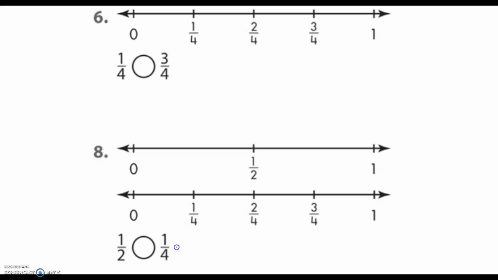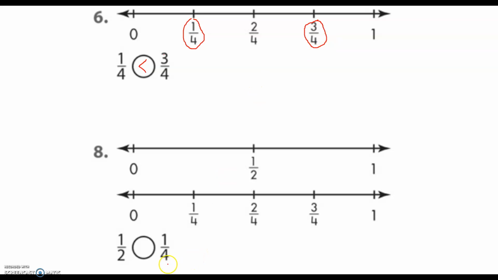Let's try number 6 and number 8. We're comparing 1/4 and 3/4. Now, I already know that when I look at two fractions that have the same denominator, the one with the greater numerator is the greater fraction. But taking a look at my number line, it shows me that 1/4 is closer to 0. 3/4 is closer to 1 whole. So of course, 1/4 is less than 3/4. 3/4 is my greater fraction.